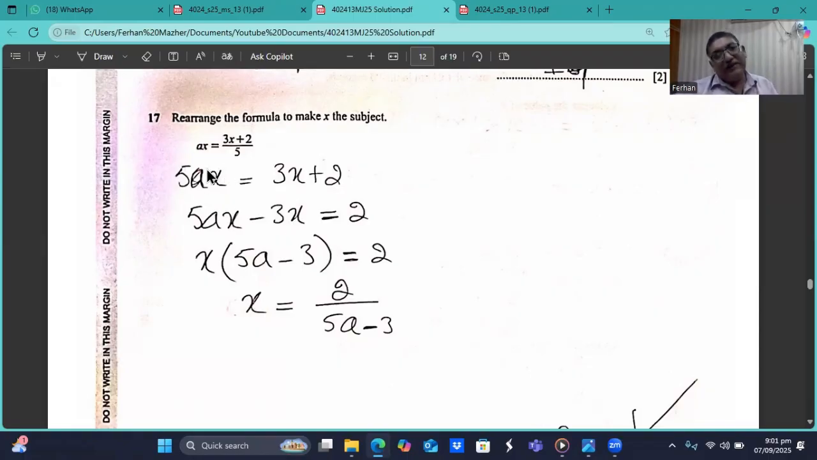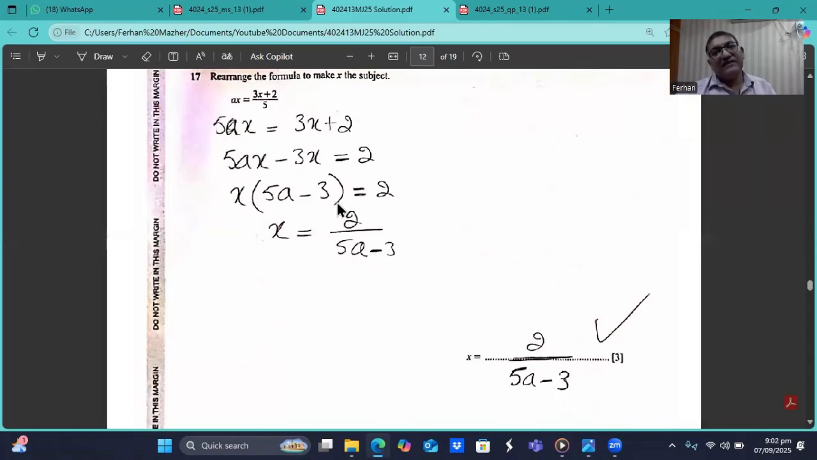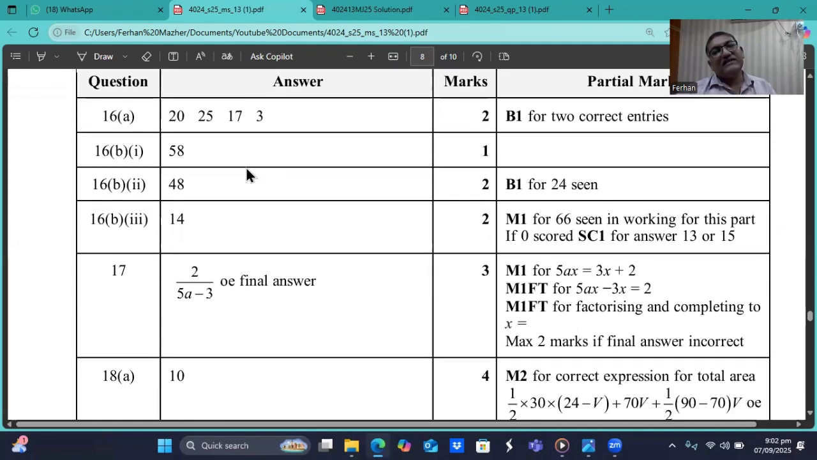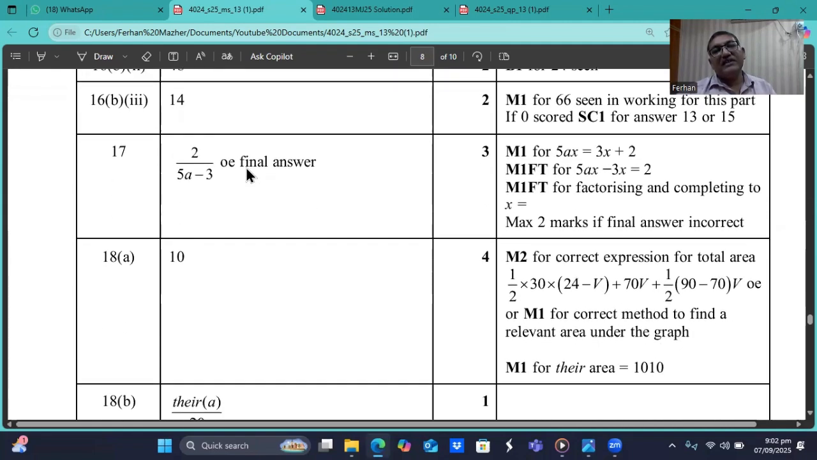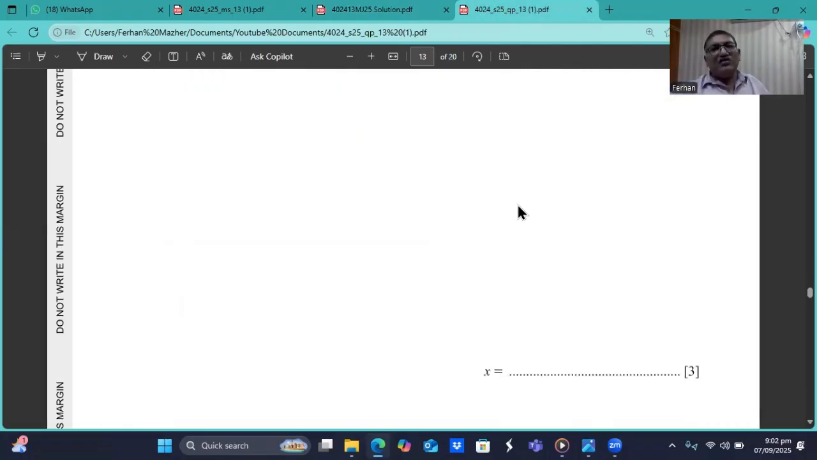So you will cross multiply. 5ax equals 3x plus 2. So 5ax minus 3x equals 2. So take the x common. So x bracket 5a minus 3 bracket equals 2. So x will be equal to 2 divided by 5a minus 3. So you see, this is how you have to do this. And for question number 17, I hope the answer is right. You can see that our answer is right. So then we will go to the next question.